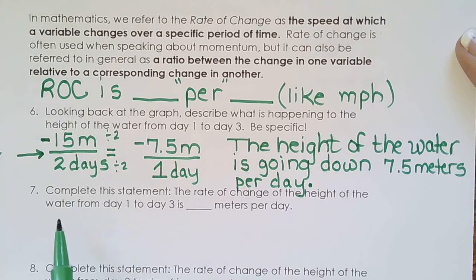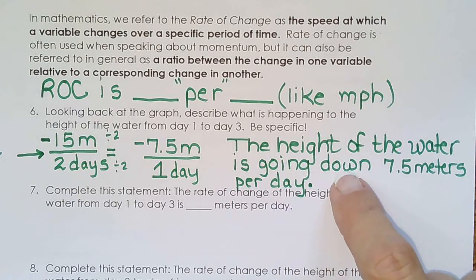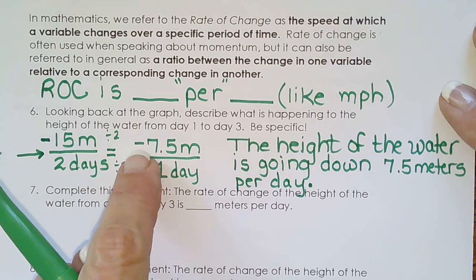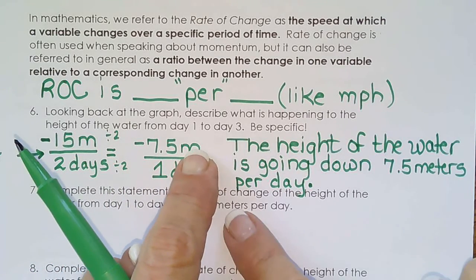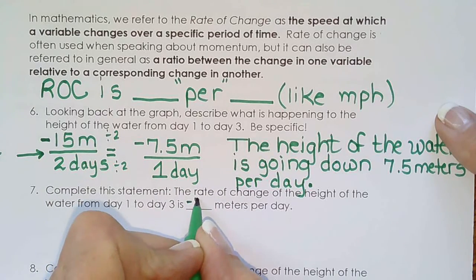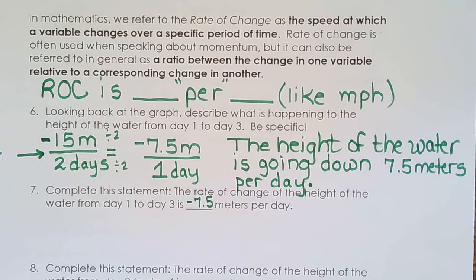The rate of change of the height of the water is what? So now we're not writing a sentence. When we write a sentence, we get rid of the negative and use words. But when we're writing about the rate of change, we would do this. Negative 7.5 meters per day. So right here would be negative 7.5. And again, it's negative because it's going down. And we learned in Module 6, when a line falls from left to right, that is a negative slope.